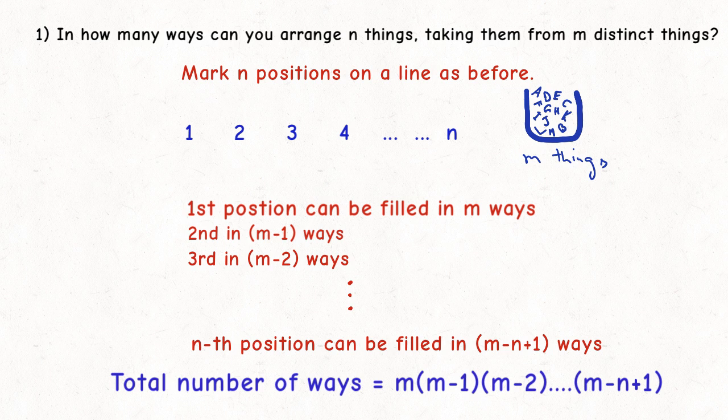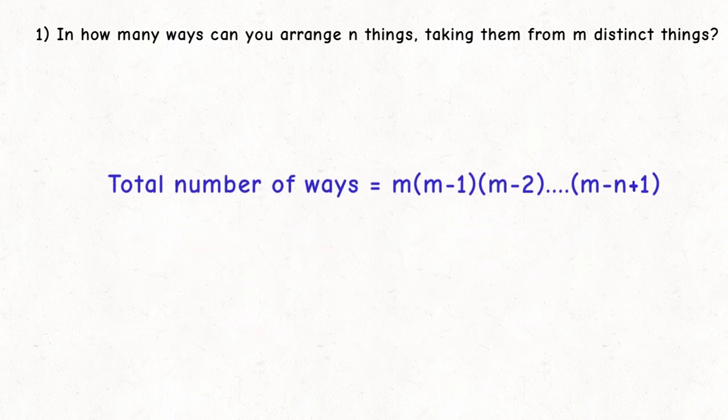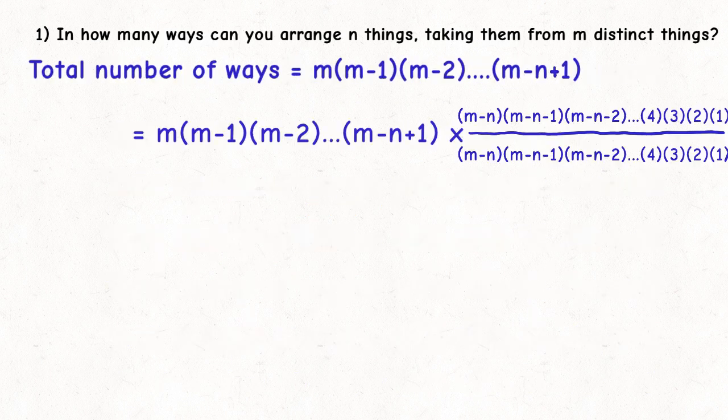So if you recall the previous logic, the total number of ways of arranging n things taken from m things is equal to m into m minus 1 into m minus 2 and so on until up to m minus n plus 1. Now let us multiply this expression with this fraction. The numerator is equal to the denominator, as you can see.